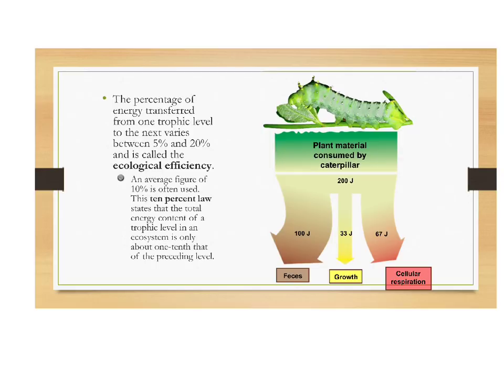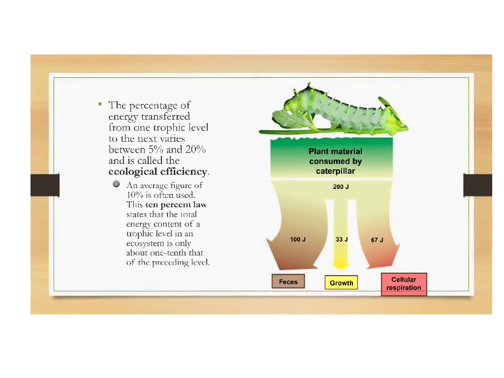90% of that energy was either lost as heat or was used by the organisms in that trophic level themselves. So if we take this caterpillar, for example, we have 200 joules of incoming energy from plant material that's consumed. 100 joules of that is going towards caterpillar poop, that's waste production. 33 joules is headed toward growth, and 67 joules is used for cellular respiration, which again breaks down the glucose present in the plants into ATP.